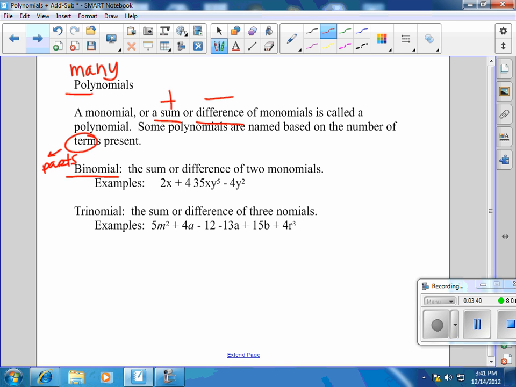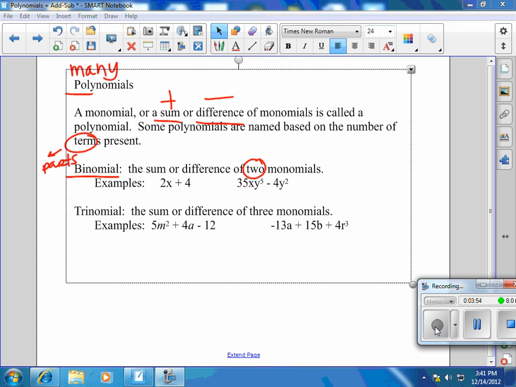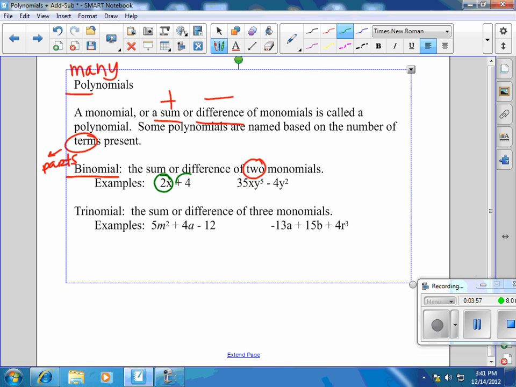A binomial, think bicycle, you have 2 wheels, is the sum or difference of 2 monomials. Only 2. So 2 examples are there. 2x plus 4. The 2x is one monomial. The 4 is another one. So this is a binomial, 2 terms. The next one looks a little messier, but we still just have 2 terms. This 35x, y to the 5th, and then negative 4, y squared.